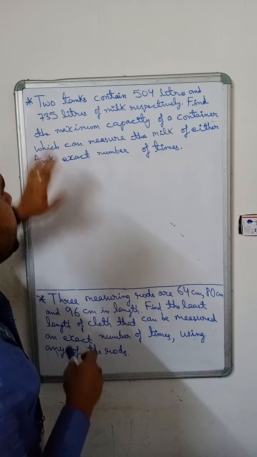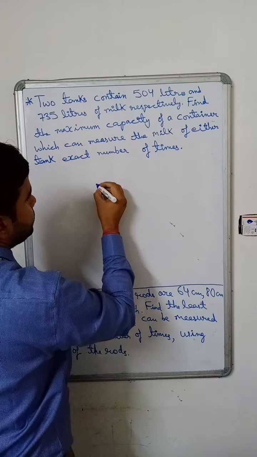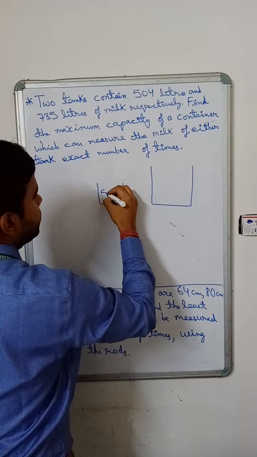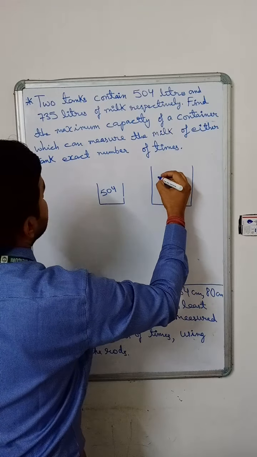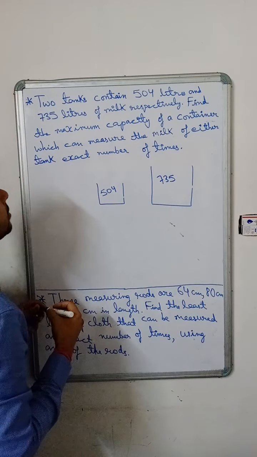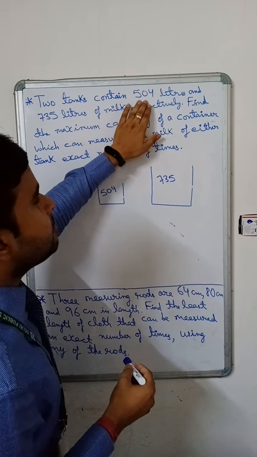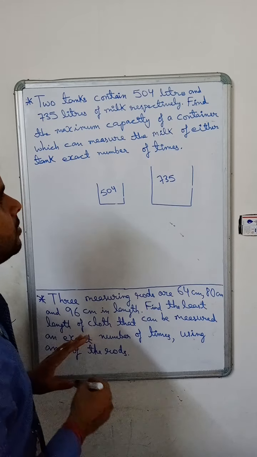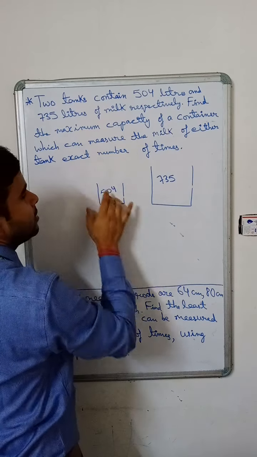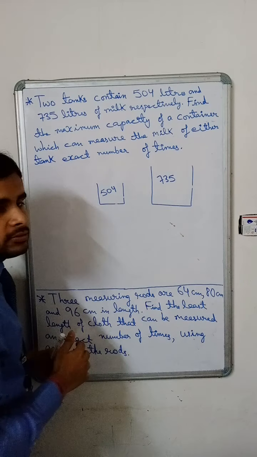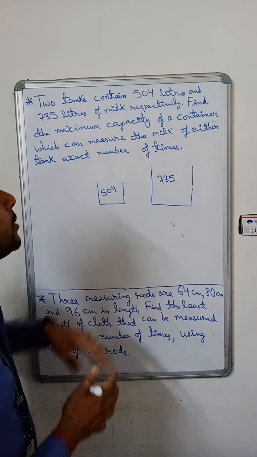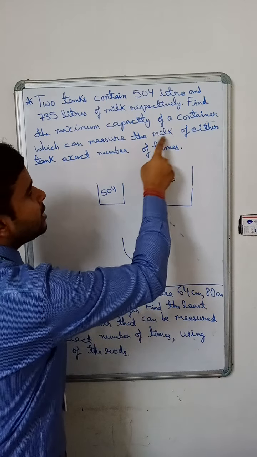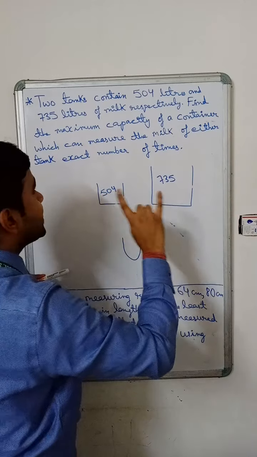So let me solve the first question. There are two tanks. The capacity of the first tank is 504 liters and the second tank is 735 liters. Now see, two tanks contain 504 liters and 735 liters of milk respectively. I have assumed that the capacity of the tank and the milk contained in the tank is both equal. Now find the maximum capacity of a container which can measure the milk of both the tanks exact number of times.